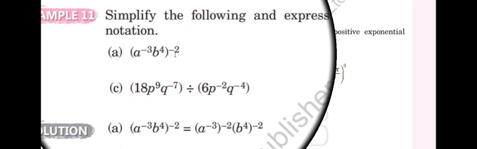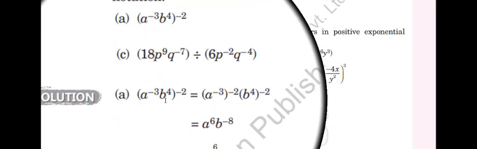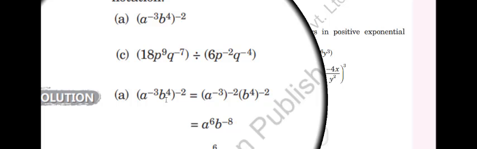Now in question number 11, we have to simplify the following and express the answer in positive exponential notation. That's a very important thing. Here the exponents are mostly given as negative exponents, but we have to bring our answer in terms of positive. Now in the A part, as you can see, the bracket is there. So first of all, minus 2 will be distributed to both these exponents, and on solving, the result comes out to be a raised to the power of 6 and b raised to the power of minus 8.